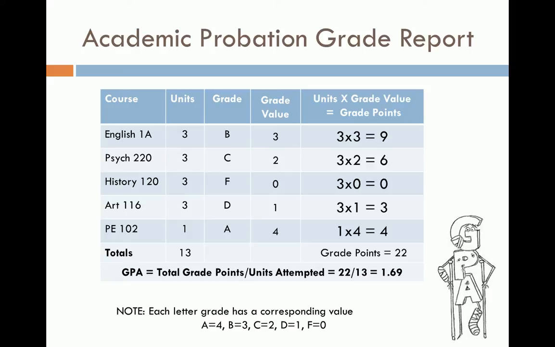To calculate GPA, start by determining the grade points earned for each class completed. Grade points equal the total number of units of the course multiplied by the grade value for each letter grade earned. The GPA equals the total grade points earned divided by the total units attempted for letter grades. In this example provided, a GPA of 1.69 is earned, and this results in the student being placed on academic probation level 1, since at least 12 units were attempted and the GPA falls below the minimum standard of 2.0.